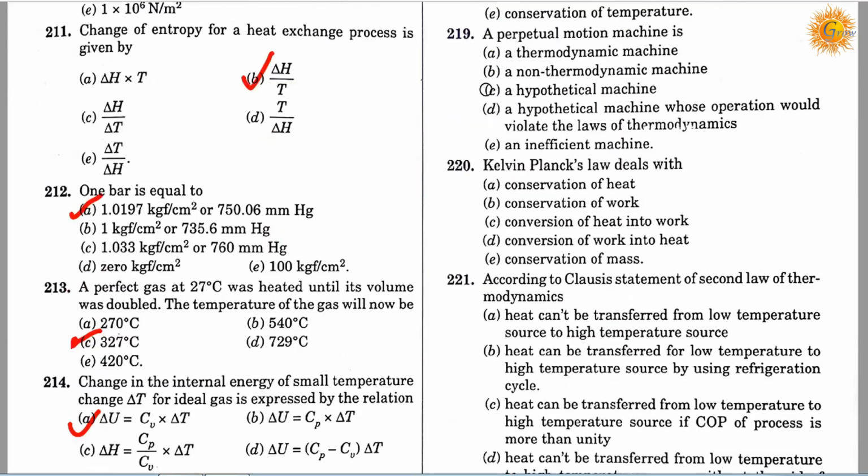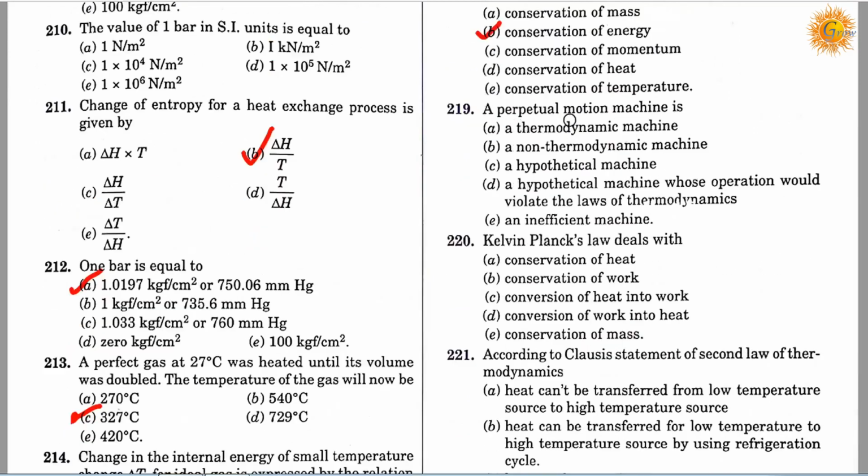Question number 219. A perpetual motion machine is: option A, thermodynamic machine, option B, a non-thermodynamic machine, option C, a hypothetical machine, option D, a hypothetical machine whose operation would violate the law of thermodynamics, option E, an insufficient machine. Correct answer is D, a hypothetical machine whose operation would violate the law of thermodynamics.